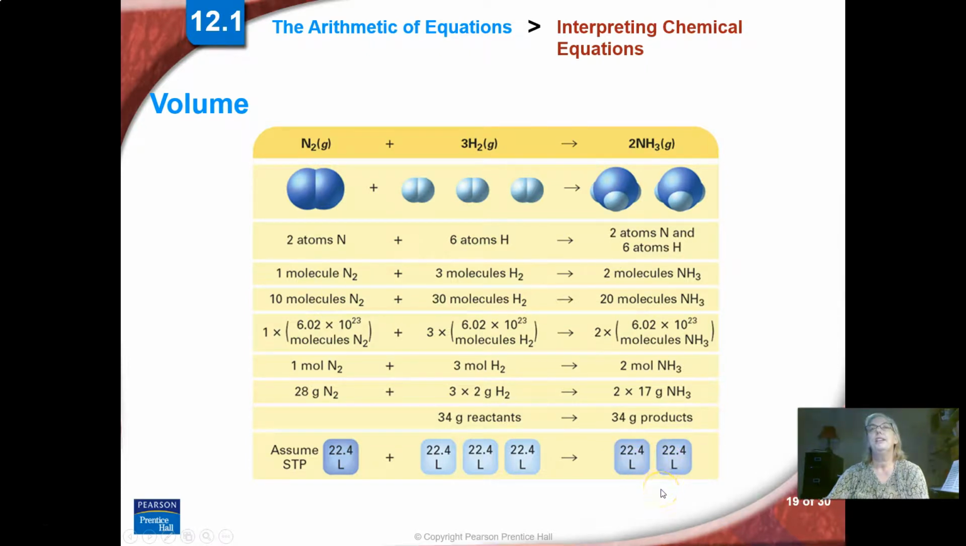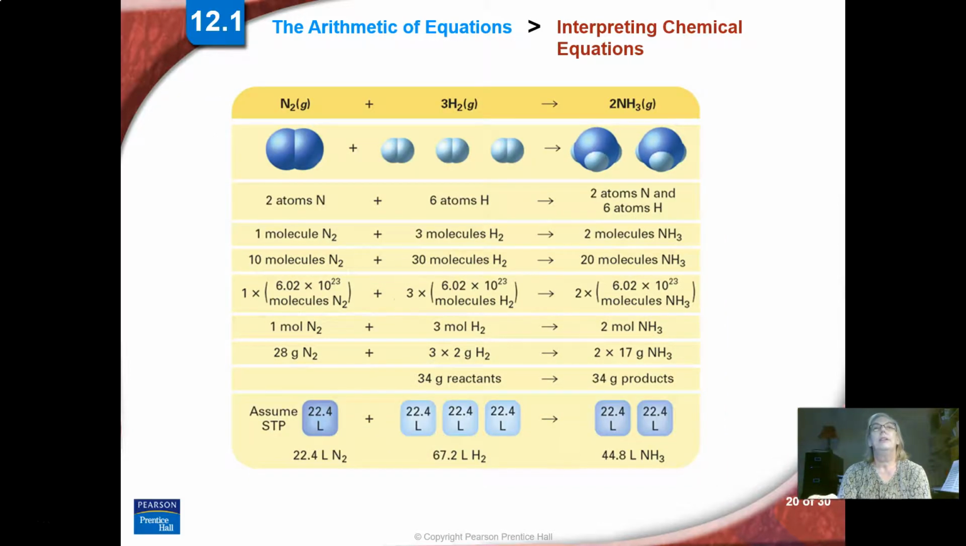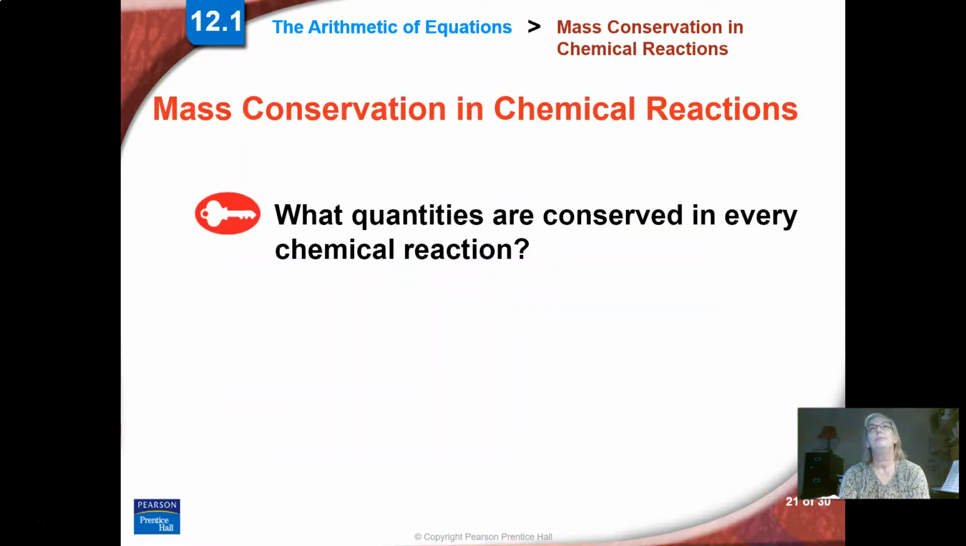So I can use a lot of different information because these are in the gas phase. I can even use this STP relationship. So I have a lot going on here. Make sure you understand each one of these lines so you know what's going on. Oh, here, 67.2. So those are the relationships of the gases to each other.